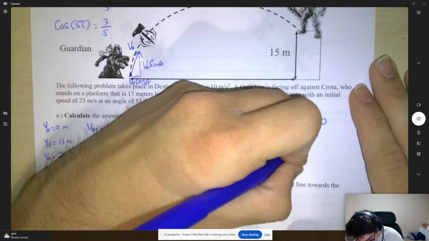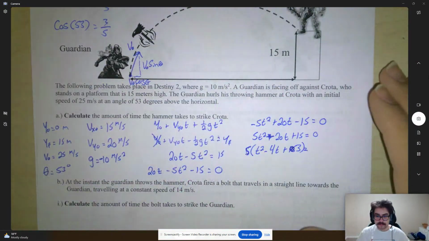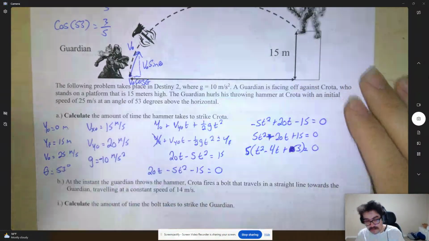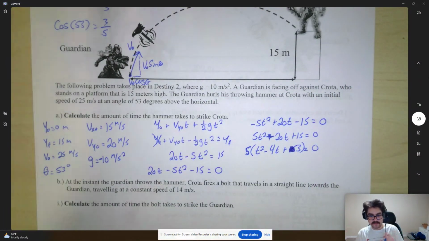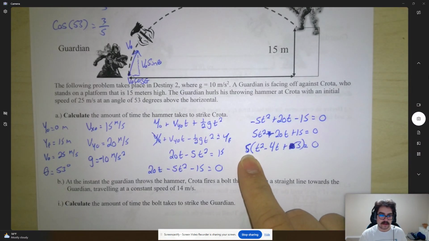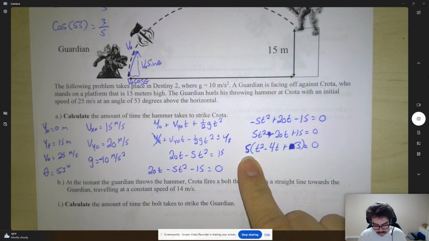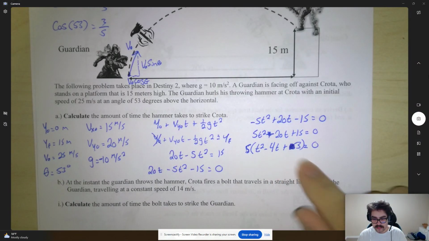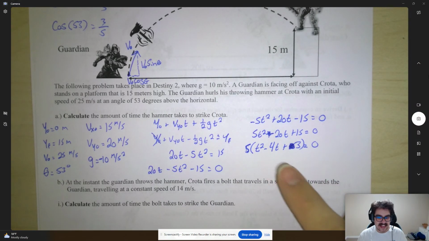Okay. Shouldn't really be doing this in pen because I'm going to make a lot of mistakes, right? Equals 0. Now, this says that the 5 has been factored out, right? I divide by 5 on both sides. If I divide by 5 on both sides, I don't really need to have the 5 here. I can take that out if I want to. But I'm left with t squared minus 4t plus 3 equals 0, and this can be factored, right?